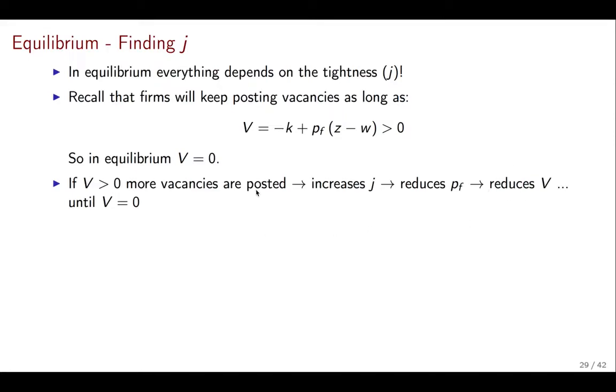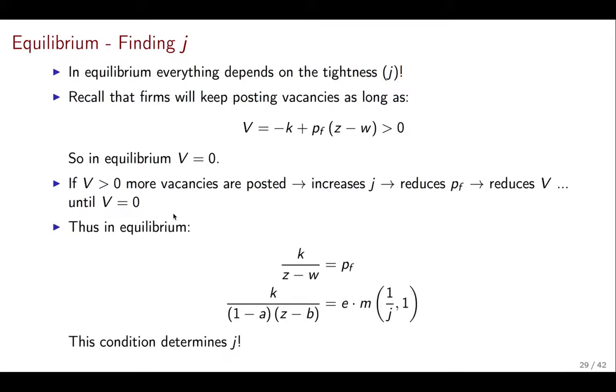Now, this is going to keep happening. More vacancies are going to be posted, tightness is going to increase, that's going to reduce the likelihood that you can fill a vacancy, that's going to further reduce V, and it's going to keep happening all the way until V is equal to 0, and there is no longer an incentive for firms to post more vacancies. So in equilibrium, if V is equal to 0, then PF, the probability of filling a vacancy, is exactly equal to K over (Z minus W).